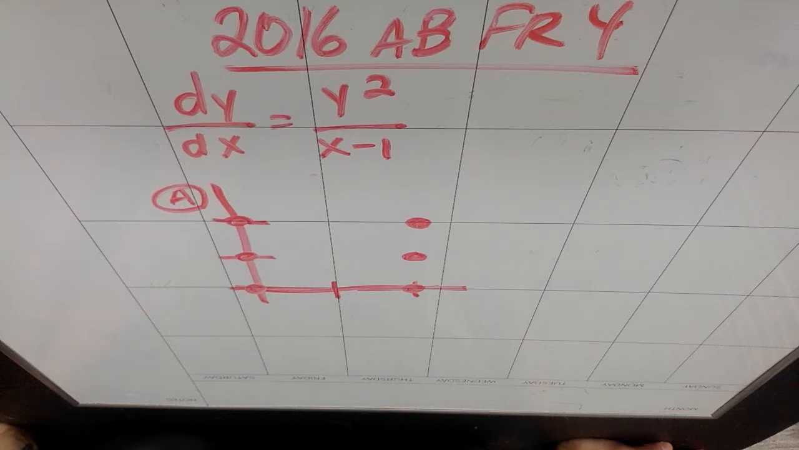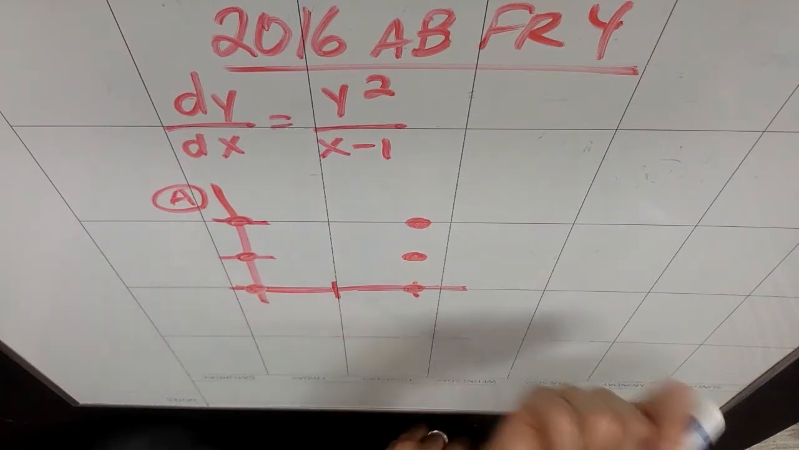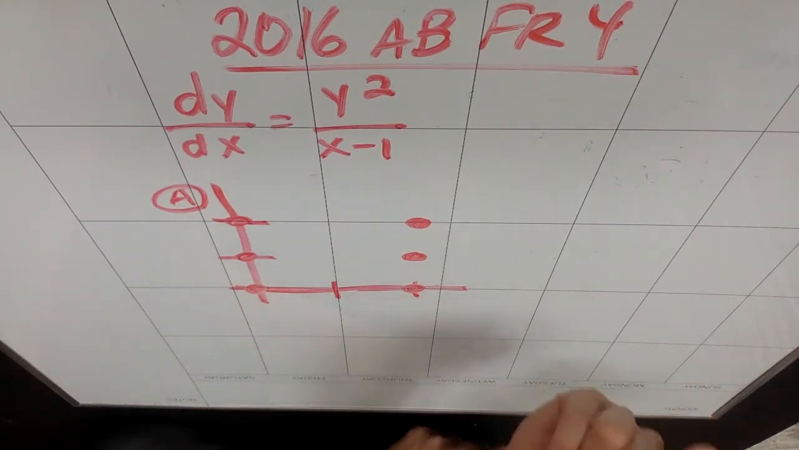So we are asked to consider the differential equation dy/dx equals y squared over the quantity x minus 1. Part A: on the axes provided, sketch a slope field for the given differential equation at the 6 points indicated. So we're only given these 6 points, and again, I did a pretty terrible job of drawing them, but you get the idea.